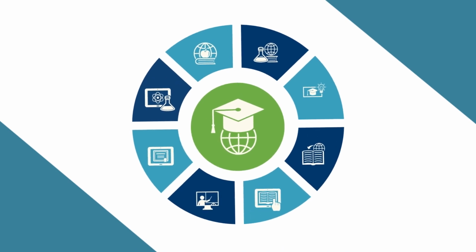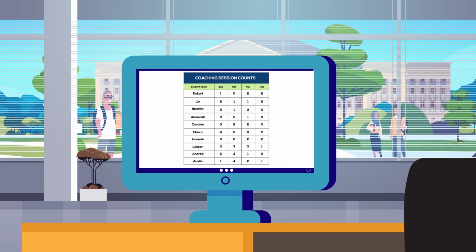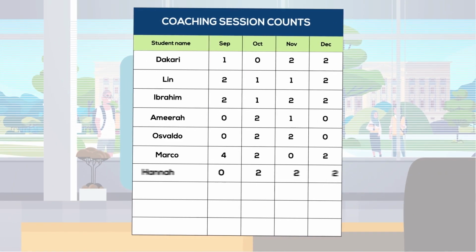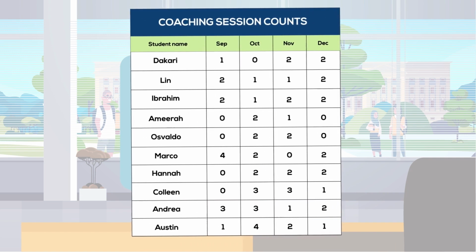Returning to the example of a program where students are required to meet twice a month with their coaches, it makes sense for program staff to track the students' coaching session attendance and how often coaches are reaching out to students.